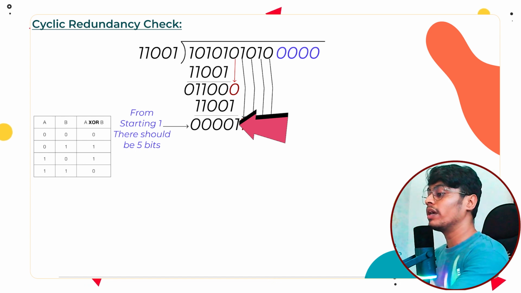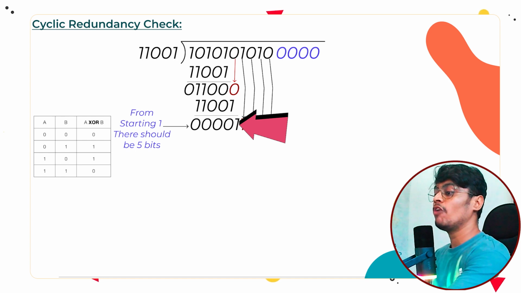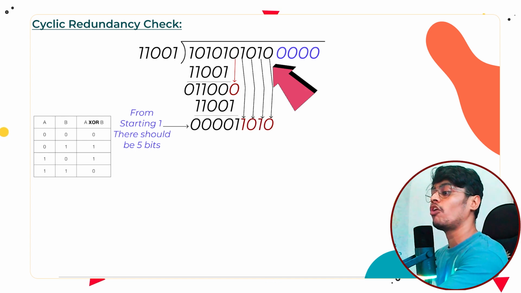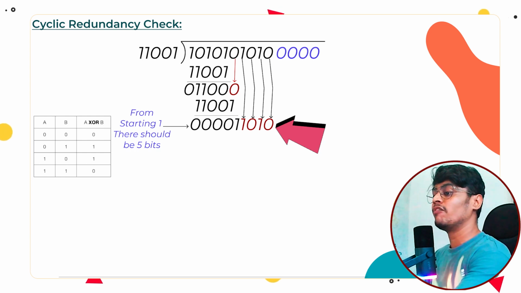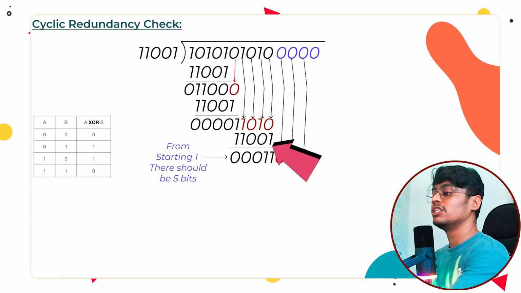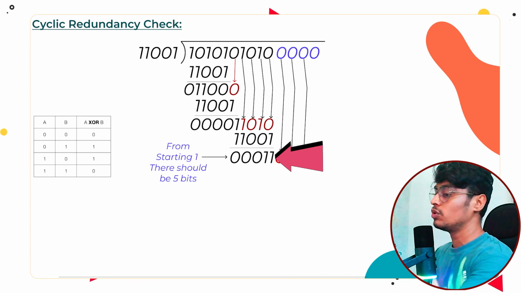Now what comes here? You have to start from the leading one, but there is nothing after 1, and here we have 5 values, so we have to carry 4 values from above, 1 0 1 0. So here I have 5 values. Now we take 1 1 0 0 1. Again we start with 1, and again XOR: 0 0 0 1.